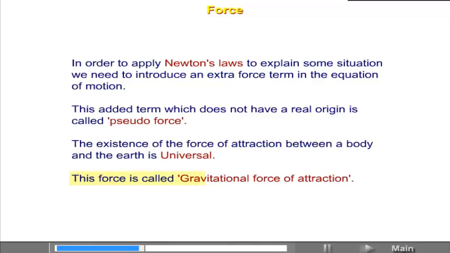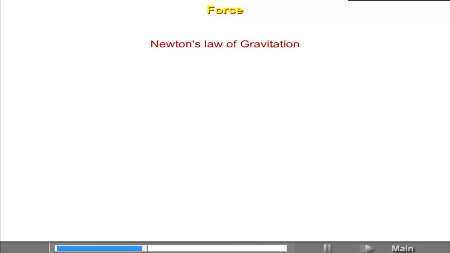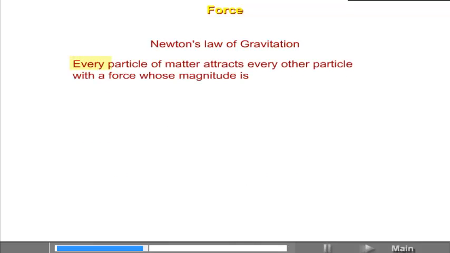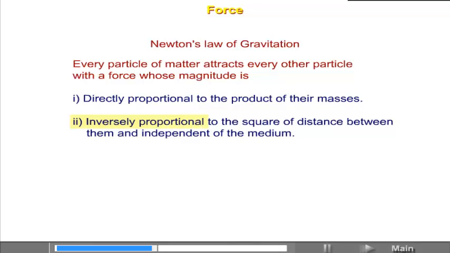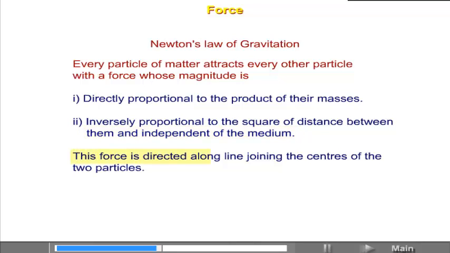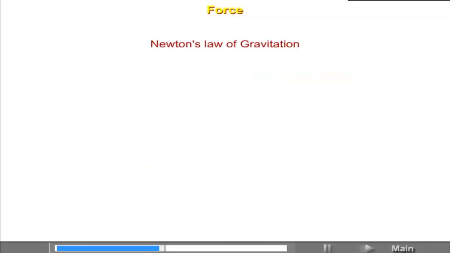This force is called gravitational force of attraction. Newton's law of gravitation: every particle of matter attracts every other particle with a force whose magnitude is directly proportional to the product of their masses, inversely proportional to the square of the distance between them, and independent of the medium. This force is directed along the line joining the centers of the two particles.